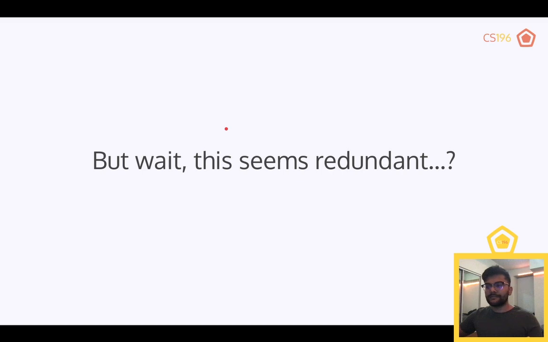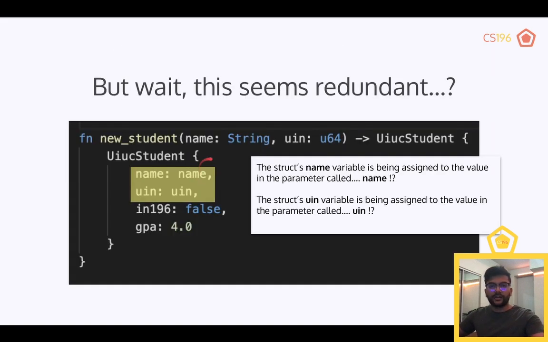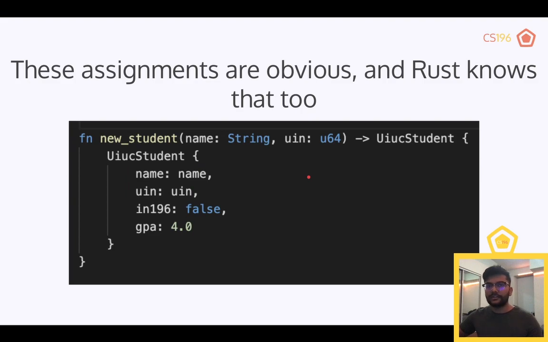Okay, but doesn't this seem sort of redundant? I'm sure as a programmer, if you were to write a really big struct, like let's say we had a student and all their information, like their hometown, their phone number, it's kind of redundant to have to manually assign their name, their UIN. Think about it. The struct's name variable is being assigned to the value in the parameter called name. Similarly, the struct's UIN variable is being assigned to the value in the parameter called UIN. This isn't that impressive. It's very obvious. And it seems pretty obvious to us too, and it's obvious to Rust as well.